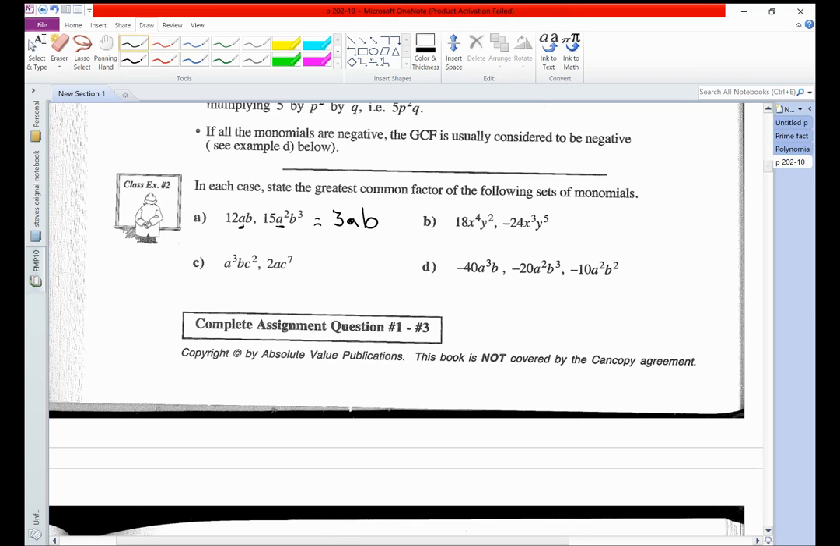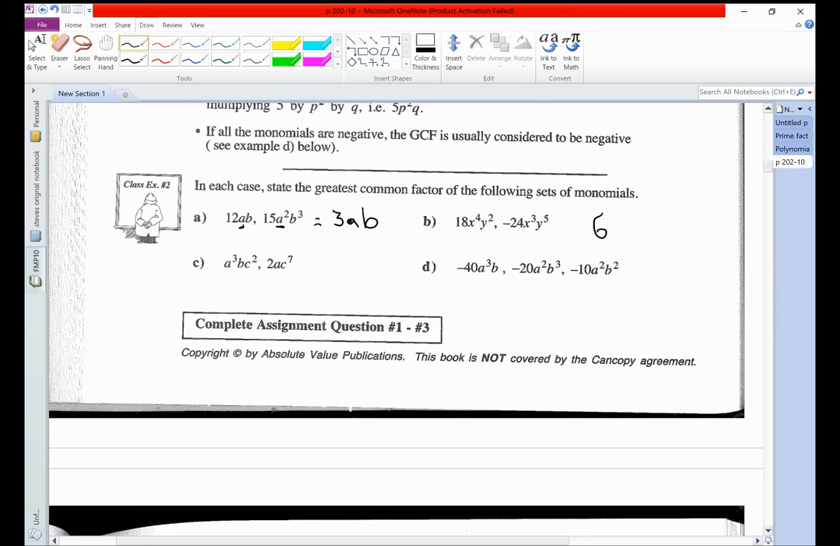What's the biggest number we can pull out of 18 and 24? Do you have any ideas? Think about it for a second. Yes, you are exactly right. You can pull a 6 out of both of those, because 18 divided by 6 is 3, and negative 24 divided by 6 is negative 4.